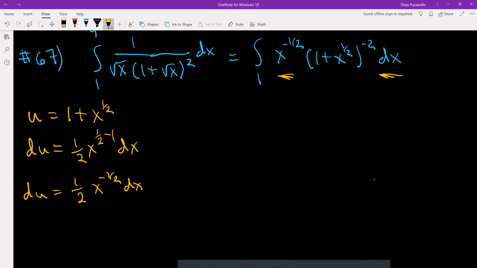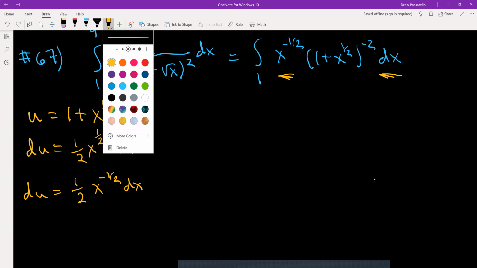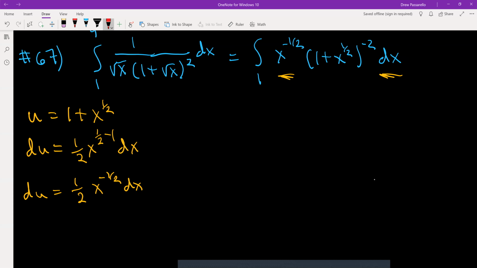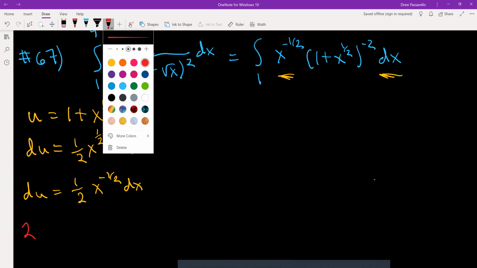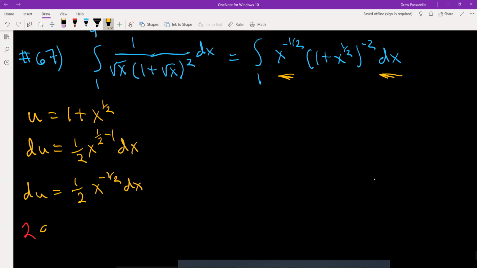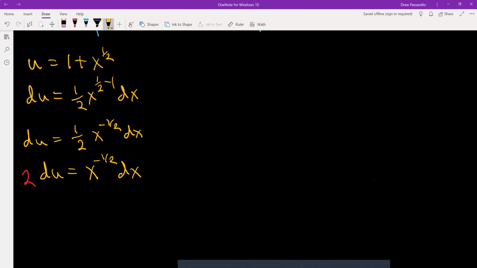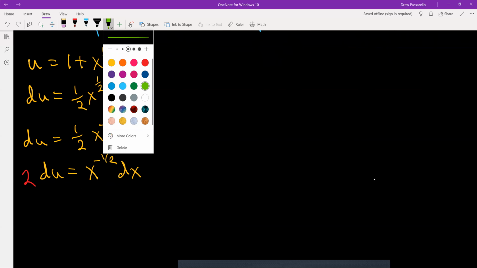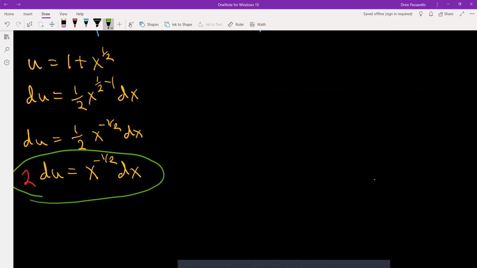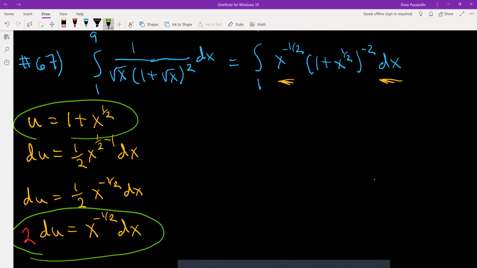What I don't have is the 1/2. So I'm going to multiply both sides by 2 to get rid of the 1/2. So you have 2 du equal to, and then 2 times 1/2, those divide each other out, so you just get x to the negative 1/2 dx. So the 2 du is what I plug in for x to the negative 1/2 dx, and I'm letting u be what's in the parentheses.